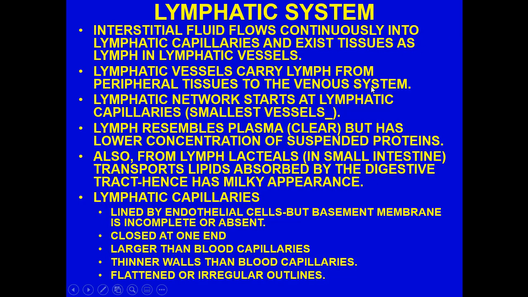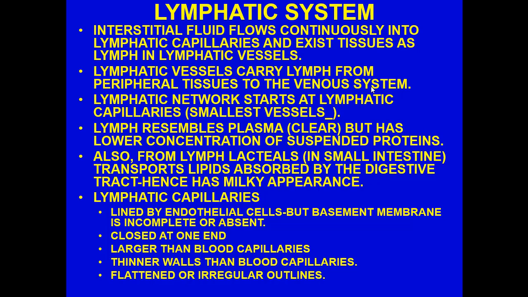Now, interstitial fluid flows continuously into the lymphatic capillaries and thereby exists in tissues as lymph in the lymphatic vessels. The lymphatic vessels carry lymph from the peripheral tissues to the venous system. The lymphatic network will start at the lymphatic capillaries, which are the smallest vessels in the lymphatic network. Lymph will resemble plasma, except that it's clear.